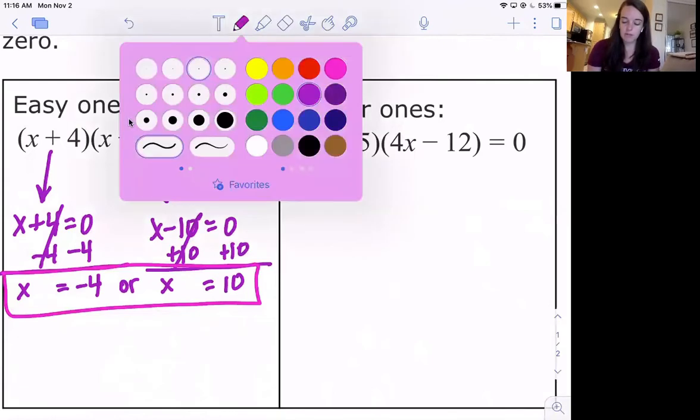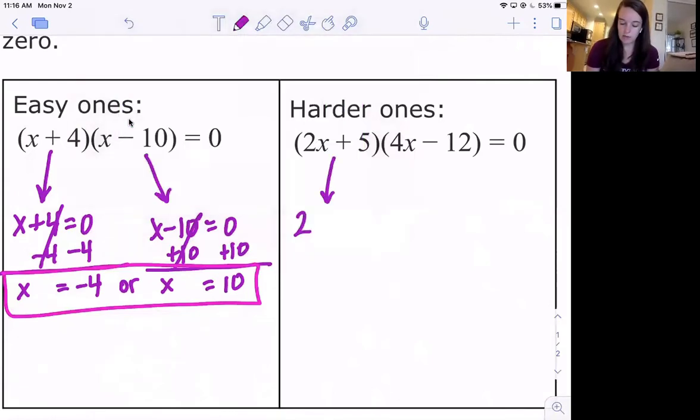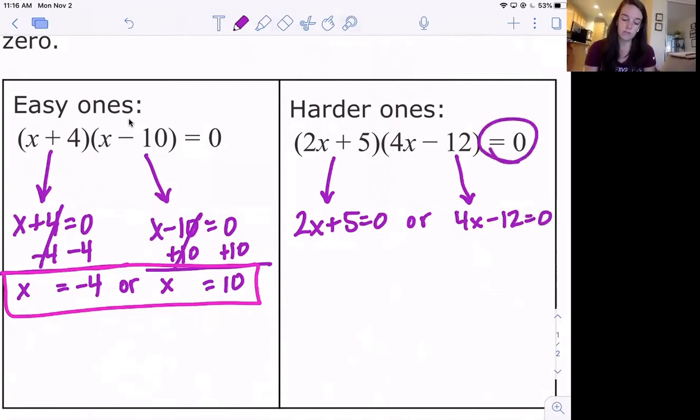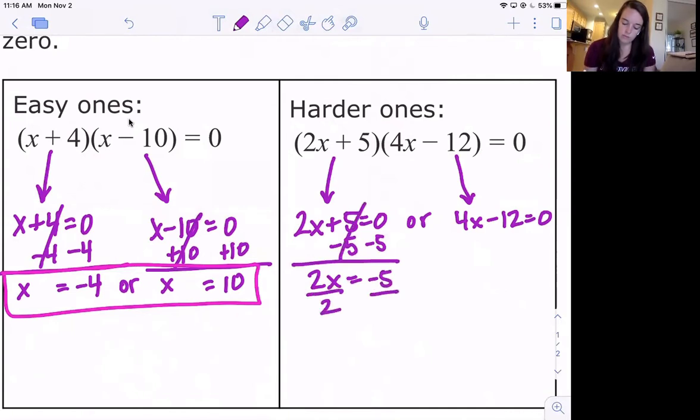We can do the same thing for these ones here. 2x plus 5 must be equal to 0, or 4x minus 12 could be equal to 0. One of them has to be equal to 0 because the whole thing equals 0. So I'm going to subtract 5. 2x equals -5. Divide by 2. x equals -5 over 2, which doesn't reduce, so I'm going to leave it that way.